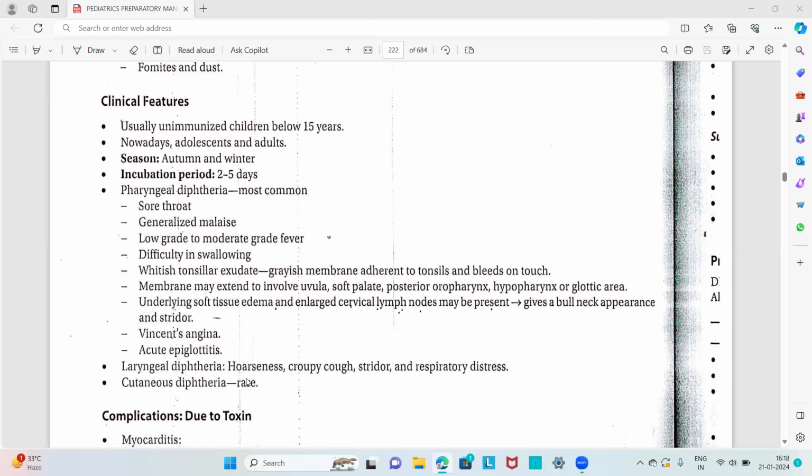The complications, we already taught that it is a toxin-mediated infection. That is, diphtheria is a toxin-mediated infection. So the complication due to the toxin, the first important one, is the myocarditis.